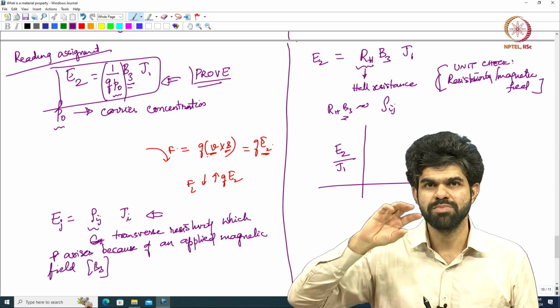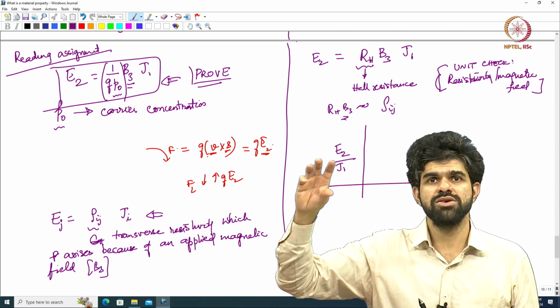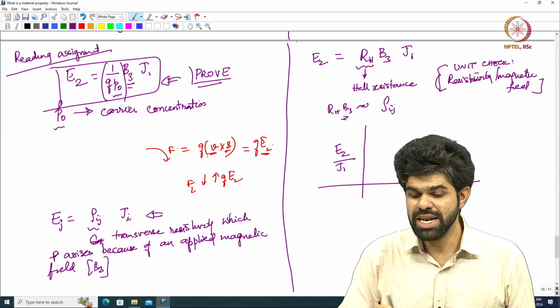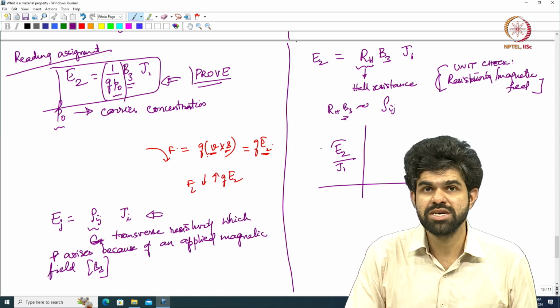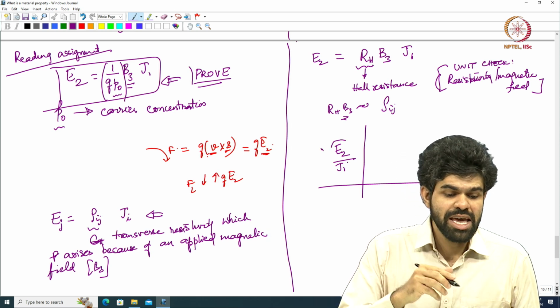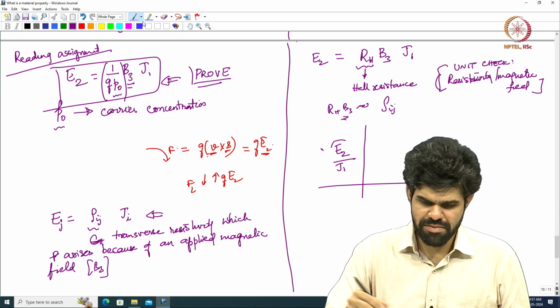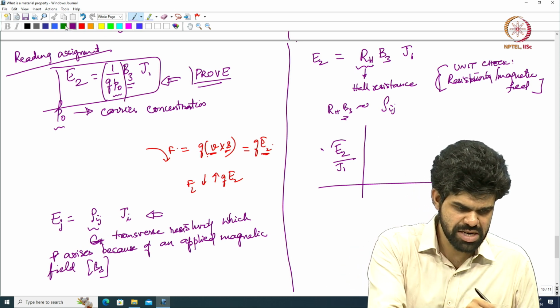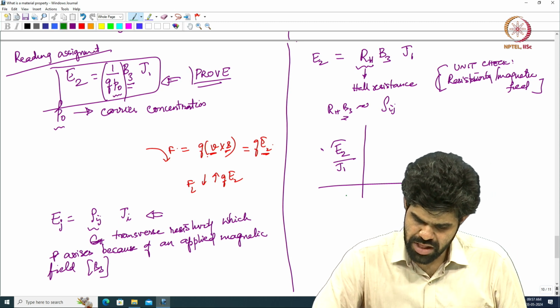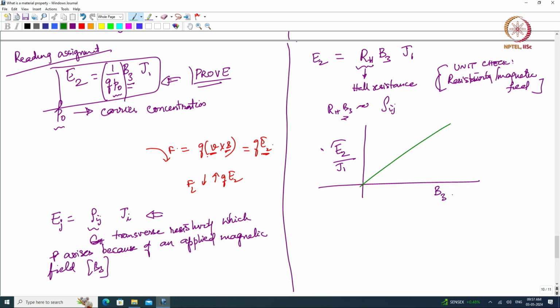So I have to use a magnetic field of 10 Gauss, 20 Gauss, 30 Gauss, 40 Gauss, and then at every magnetic field I have to measure the E2 by J1, right. If I do that sort of an experiment, from the analysis that we just did, a very simple curve will look something like this, where the slope is nothing but your Hall resistance, RH.